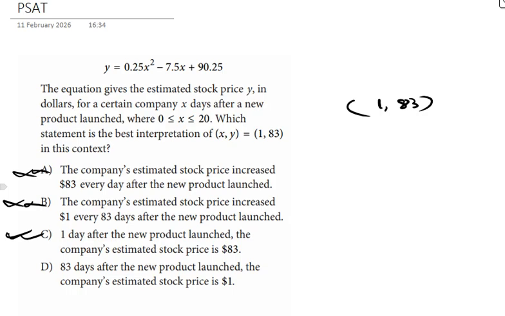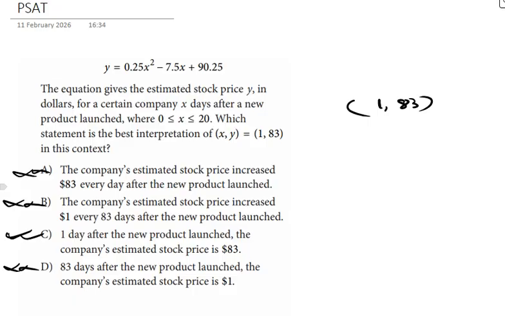Now option D. 83 days after the new product launch, the company's estimated stock price is $1. This reverses x and y. In our equation, x represents the days and y represents the stock price. So option D is incorrect because it switches the meaning. Okay, so the correct interpretation of (1, 83) is 1 day after the product launch, the stock price is $83. So the correct answer for this question will be option C.